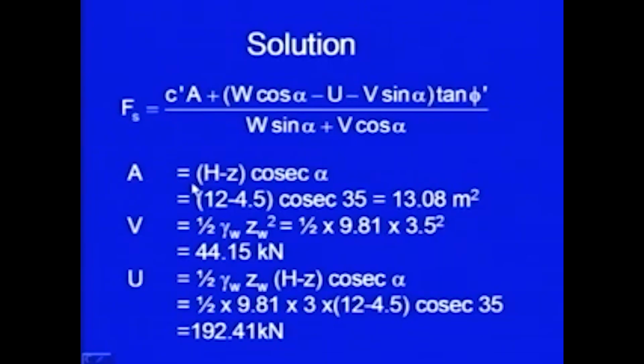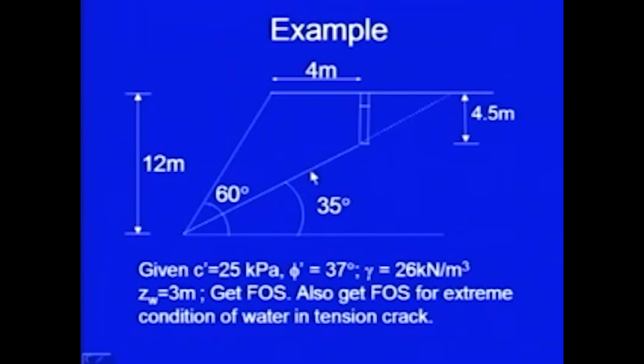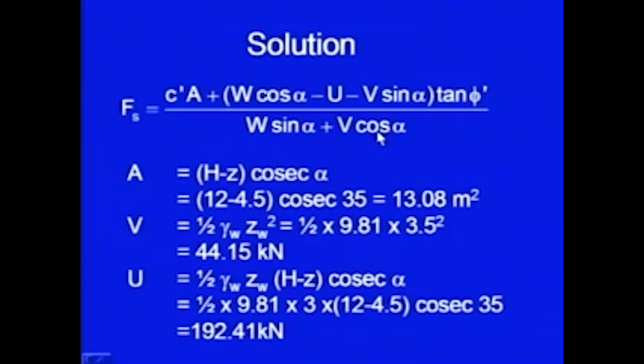A is equal to h minus z cosec alpha. I have already explained it in this. This is the area on which sliding is going to take place. So, this total is h cosec alpha, and up to here this is z cosec alpha. So, you can get this expression, and then you can get the area equal to 12 minus 4.5 cosec of value of alpha, and then I am getting area equal to 13.08 meters square.